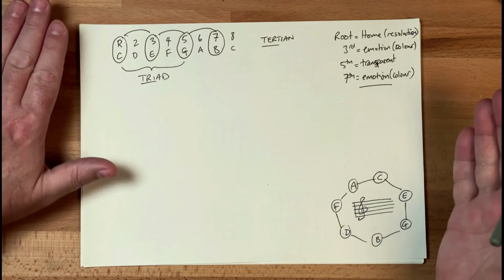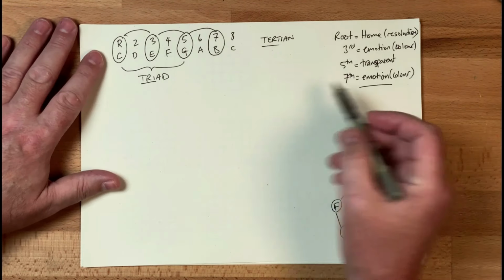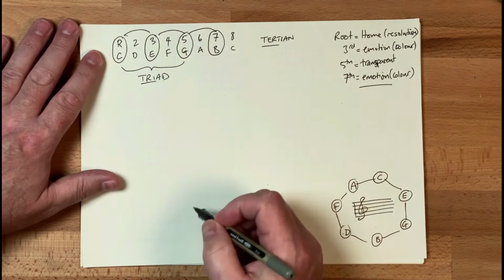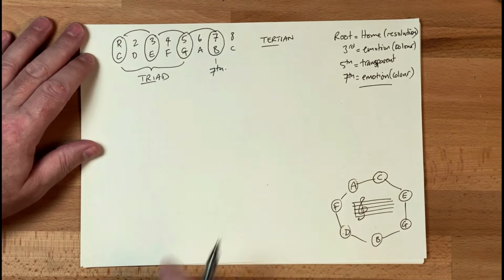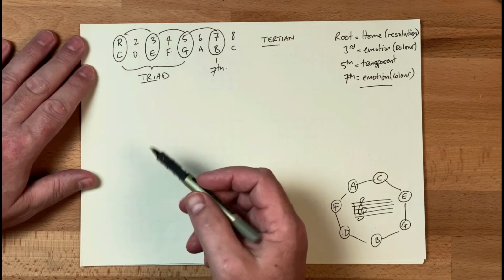We get a different kind of tension in that chord. It makes our triads sound less basic. This is going to be the seventh. Now, here's the thing. You're going to start to see how messy it is.